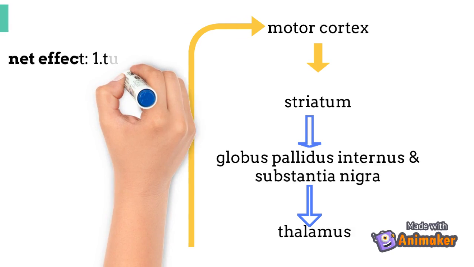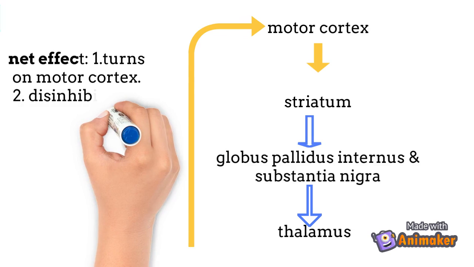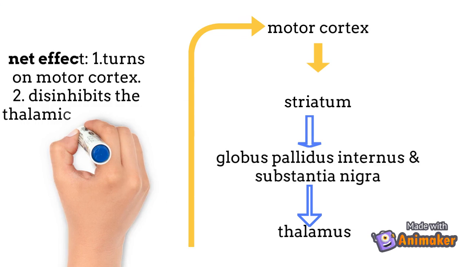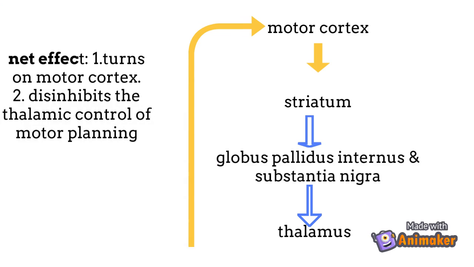motor planning. Alright. So in order for the brain to do this, thalamus, which is the integration center of the brain, yields motor output through this loop. That is the direct pathway, which initiates movement.